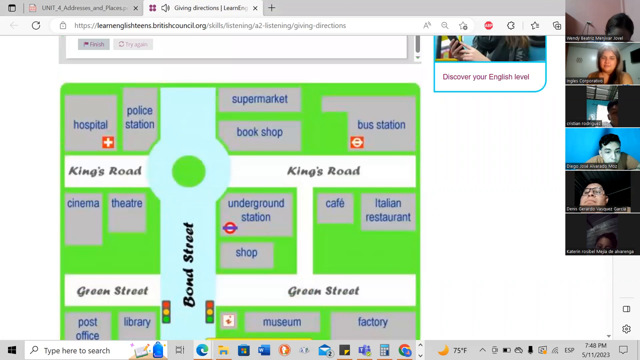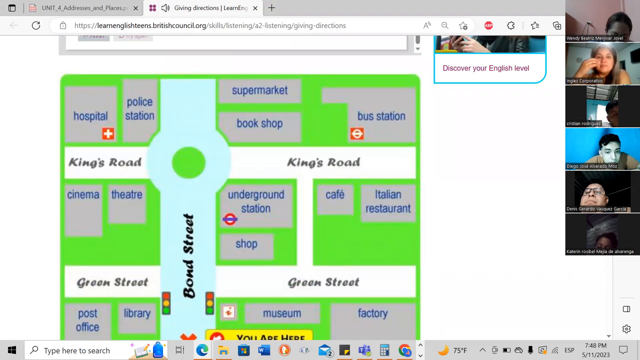B. Go straight on, go past the traffic lights, you'll see a shop on the right. Go past that, and it's on the right next to the shop.